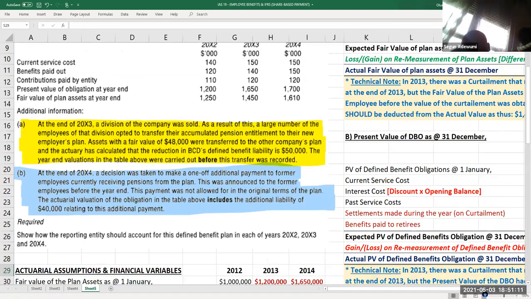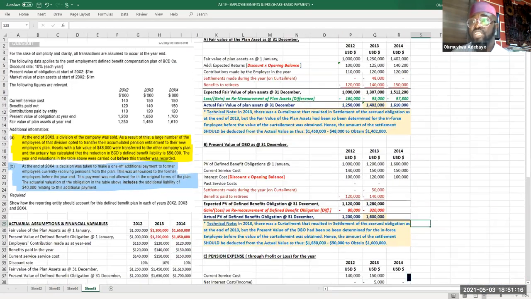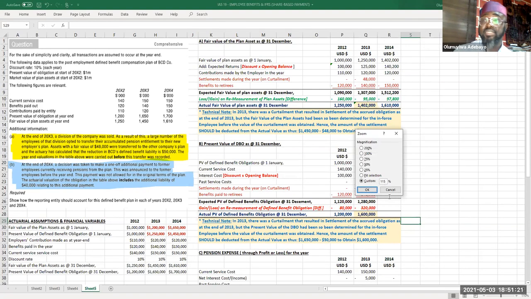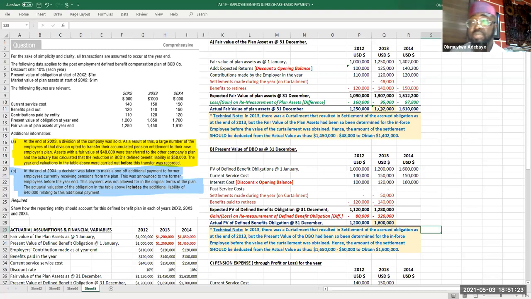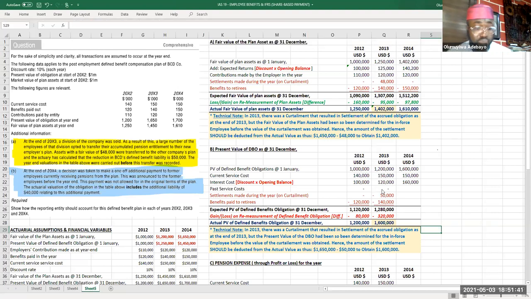Now, it includes means that the valuation report has also included that amount. If it had not included that amount, what we would have done is to include it by adding it, which is the opposite of the deduction we made there. Okay, therefore, what do we do? There's a past service cost of how much? Past service cost of $40,000.